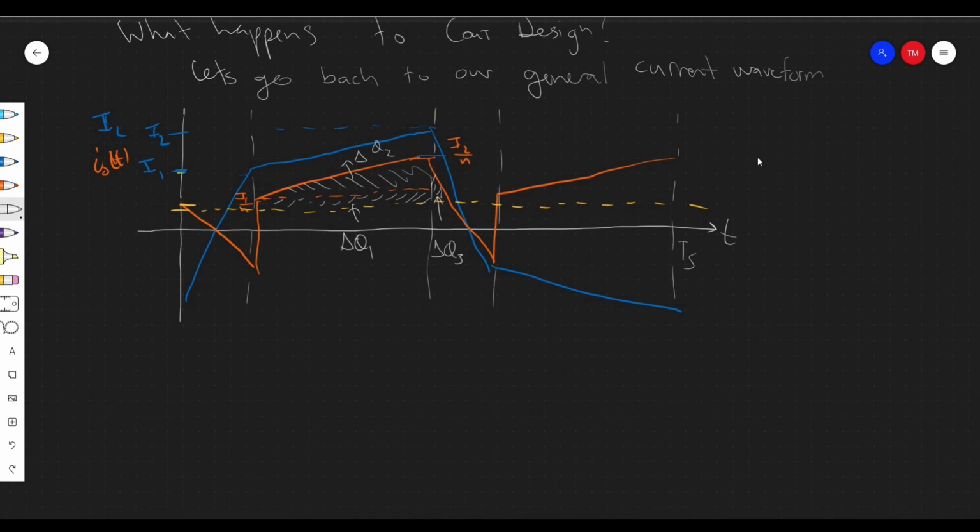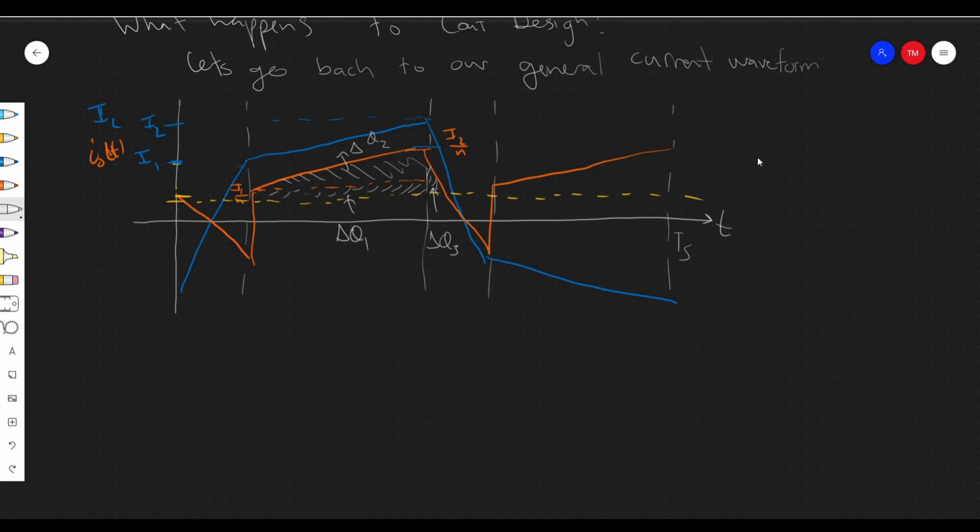So to help you out, I'm going to give some important equations relating these variables. On the one hand, we have delta Q1 is equal to I1 over N minus Iout times Ts over 2 minus phi. So this is very similar to what we did before. Delta Q2, this triangular region, is equal to 1/2, it's a triangle, right? So I2 over N minus I1 over N times Ts over 2 minus phi, half the base times height.